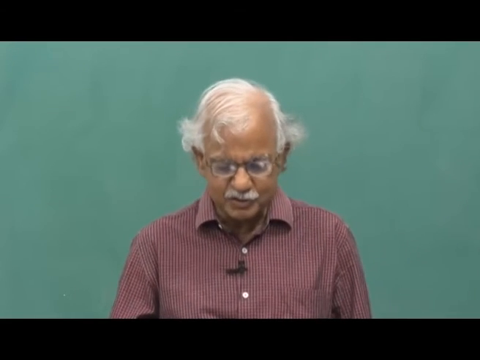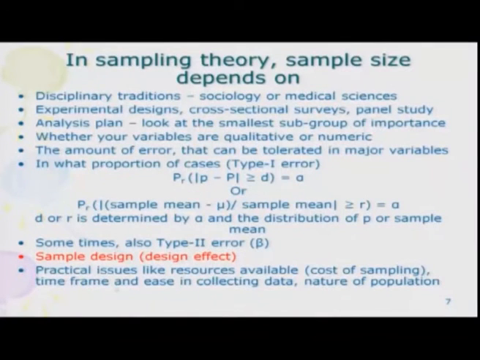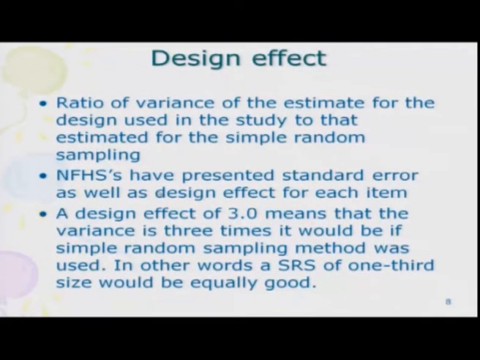Then there are practical issues like resources available, cost of sampling, time frame, in how much time you want results. Sometimes governments want very quick results, sometimes you can do your research leisurely. If you are a PhD student, you can spend 1 year or even more in collecting data, and the nature of the population. Design effect is defined as the ratio of the variance of the estimate for the design used in the study to that estimated for simple random sampling.